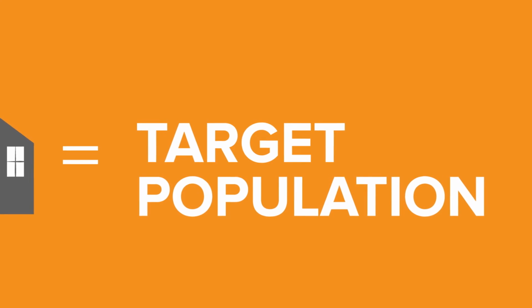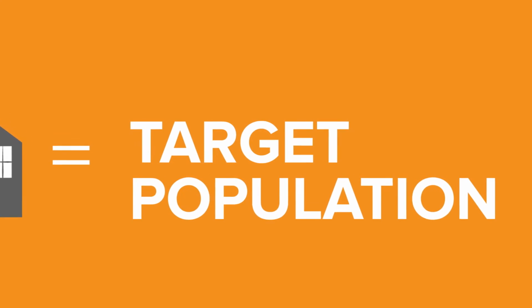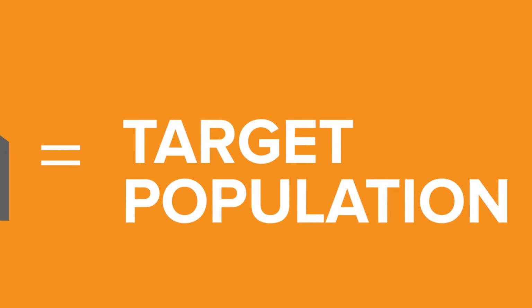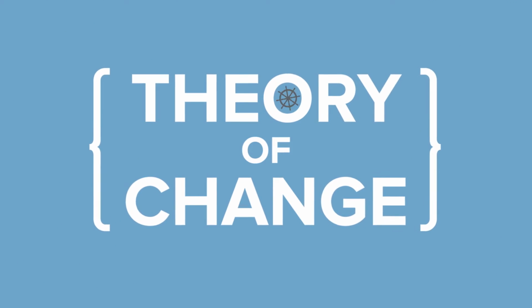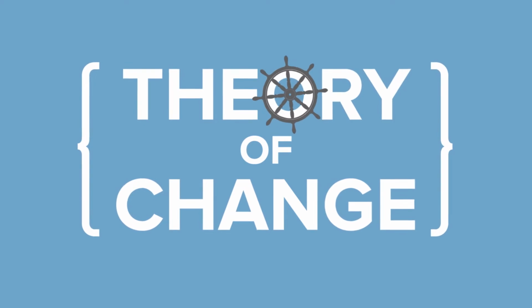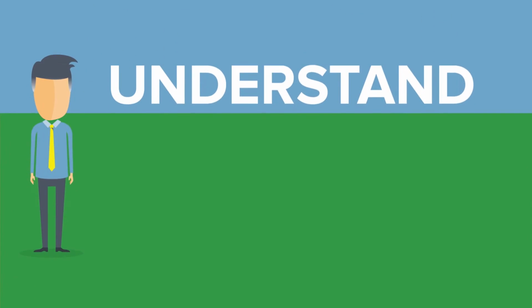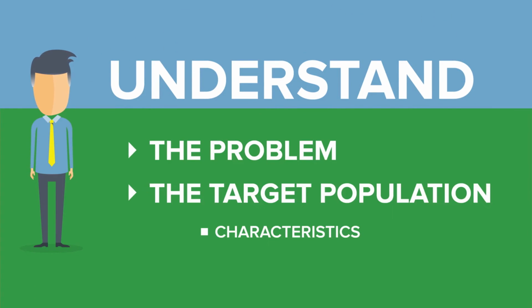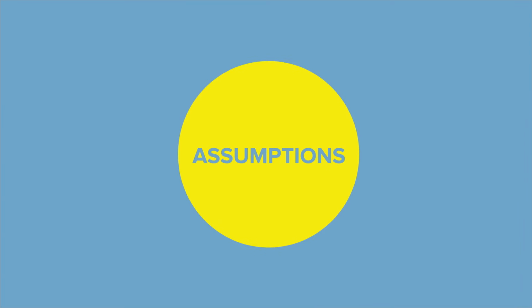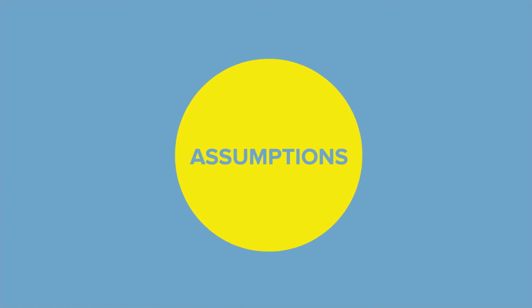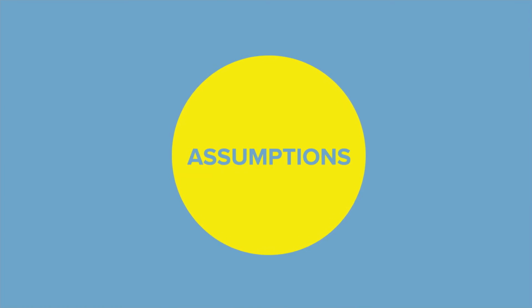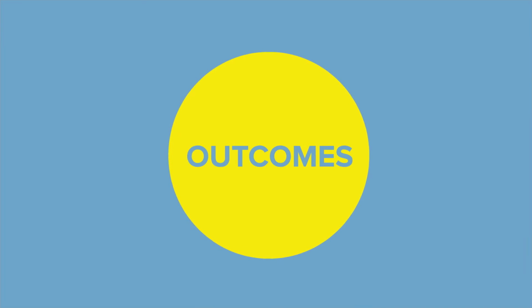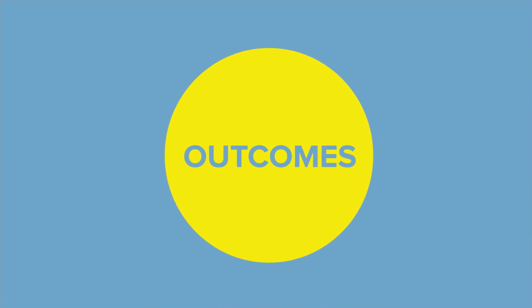Okay, now that we have a better understanding of the problem and who we intend to target for the intervention, the next step is to develop a theory of change. Now we are in my wheelhouse. I can explain a theory of change. Once we understand the problem, the target population, and the needs of the target population, it's important to articulate our assumptions. By assumptions, I mean the series of actions that we believe will result in our desired short and long-term outcomes. What outcomes do you want to result from your intervention?